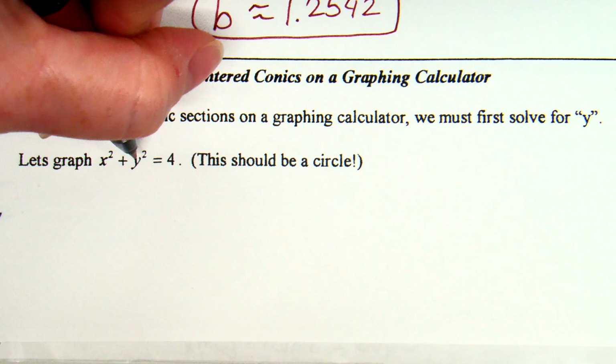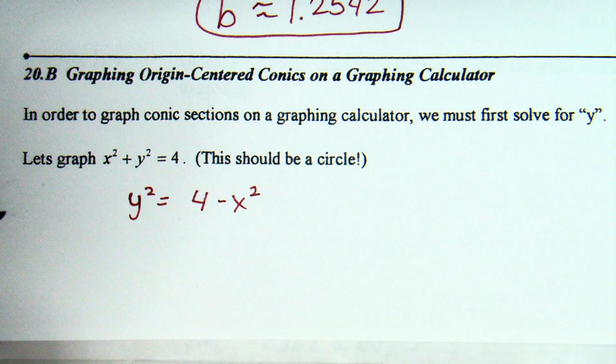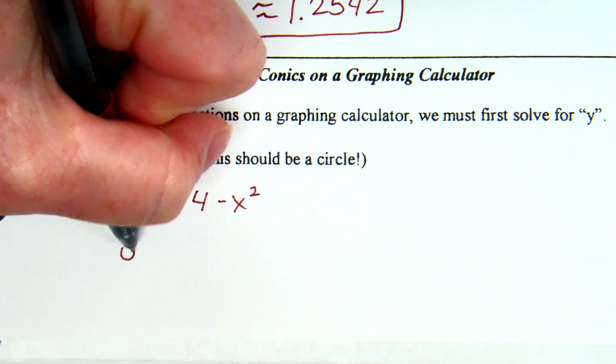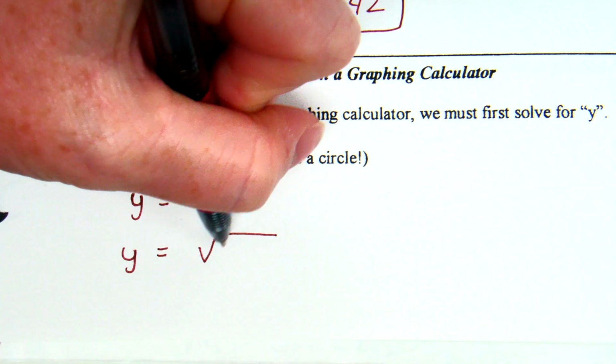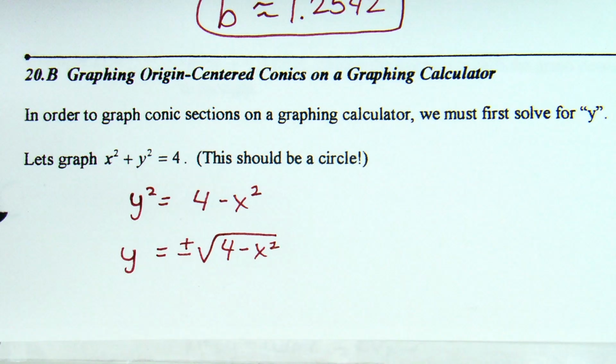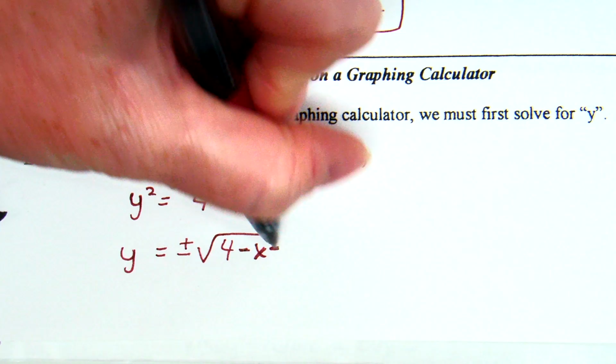y squared equals 4 minus x squared. And then we will take the square root. What has to happen when you take the square root? Okay. Remember, it's plus or minus the square root of 4 minus x squared.